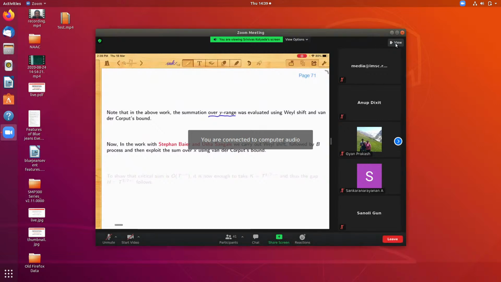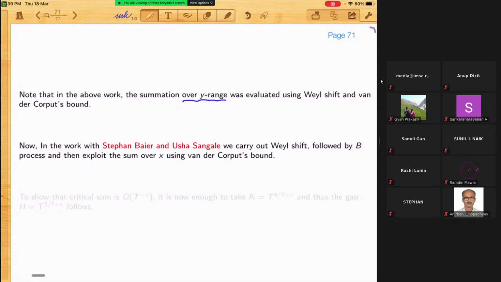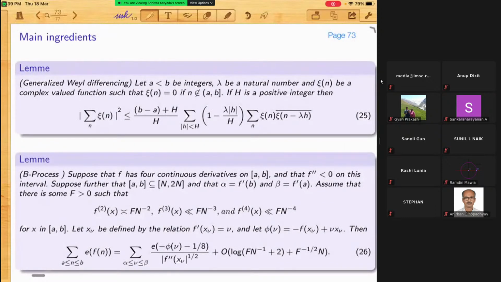We also use van der Corput's estimate in the X variable. And this showed that, in order to show that the crucial sum is O of t to the power minus epsilon, it was enough for us now to take k to be t to the power 4/7 minus epsilon. And therefore, we could obtain the gap to be t to the power 3/7 plus epsilon. So this is the recent result. And these are the things that we have used.